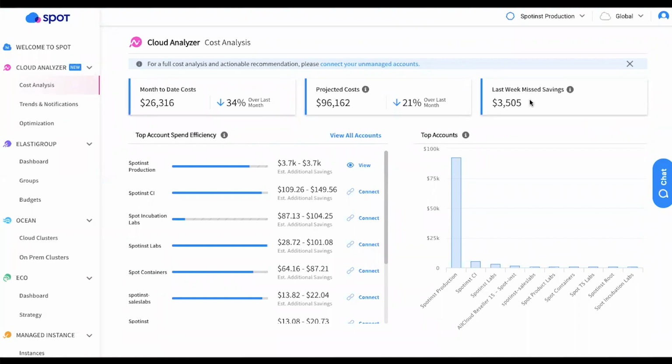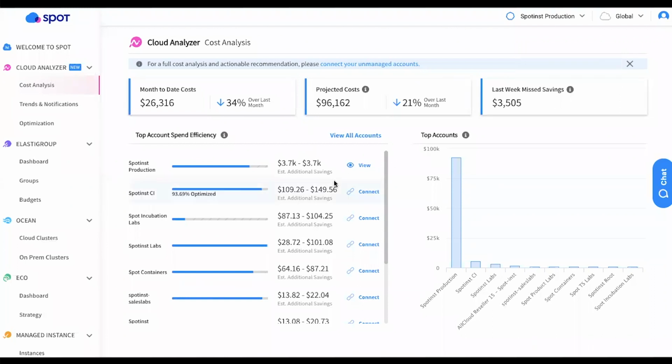If there were missed savings that occurred in the last week, we will highlight that for you. And it's very important because throughout this session, when we're talking about potential savings, we're going to be talking about a comparison between running your workloads on demand versus running them on Spot instances or reserved instances and savings plans. So those are always the comparisons. So over here, we're looking at an aggregate view of what you could have potentially saved had you been running either on demand or reserved.